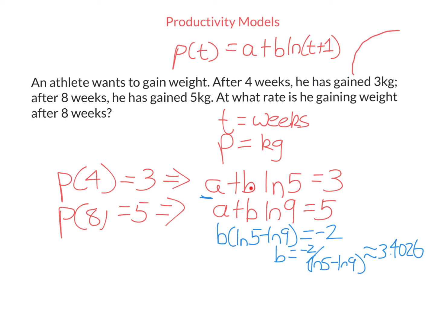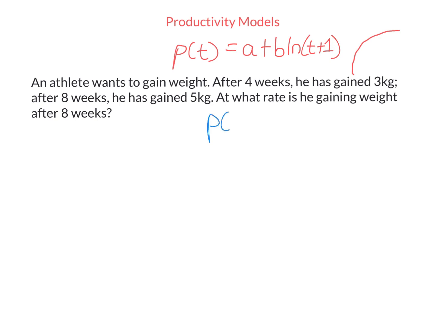If I substitute it here, A is just going to be 3 minus 3.4026 times ln 5. So A is approximately minus 2.4763. So now I have my equation. I'm going to get rid of this, so please pause and copy down if you need it. So I just found that my equation P(T) equals A, which we figured out was this, plus B, which was 3.4026, times ln of T plus 1.